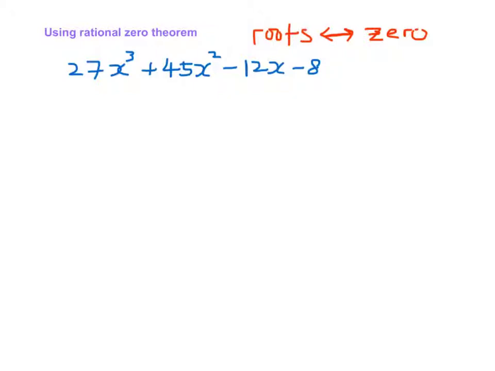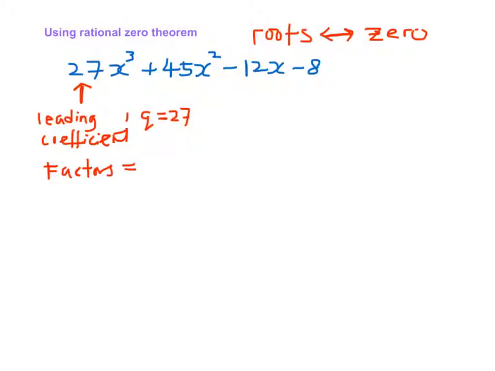The first task is to identify the factors of the leading coefficient. What is the leading coefficient? This is your leading coefficient, and let's call it Q. The leading coefficient is 27, so Q equals 27, and the task is for us to identify the factors of Q. The factors are 1, 3, 9, 27. When we work with them later, we just use 1 and 3 instead of all of them.